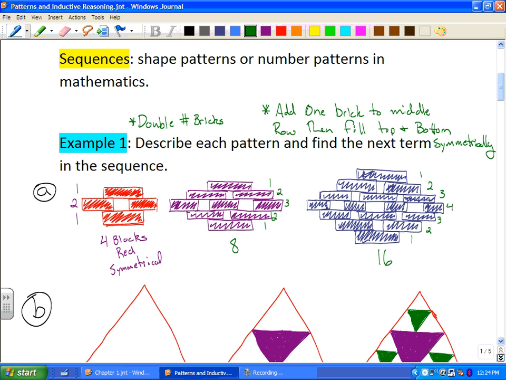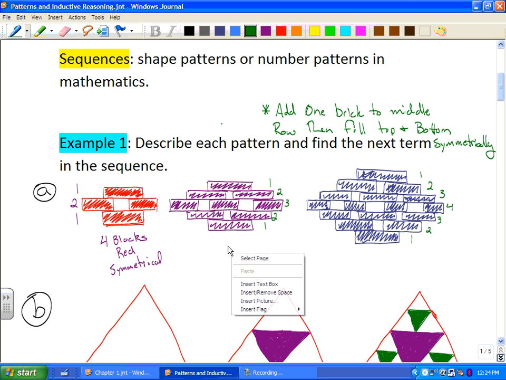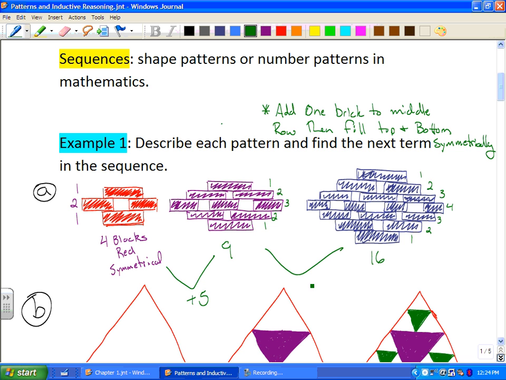JP, what did you have to say? Oh, the second one has 9. Oh, so we got to take that one off. So we went from 4 to 9 to 16. Does anybody notice a pattern with the numbers? I went from 4 to 9. What's the difference there? Maybe odd integers? That's something we can test out.